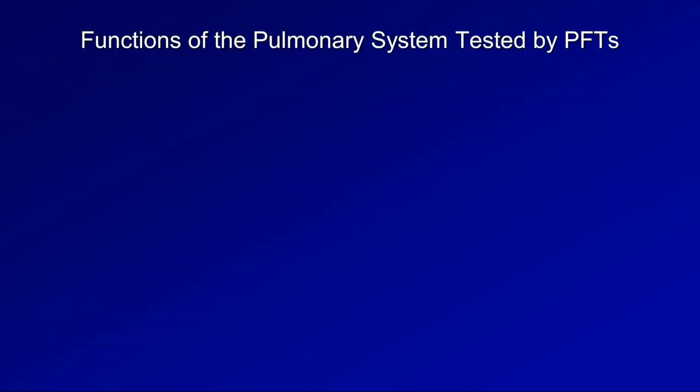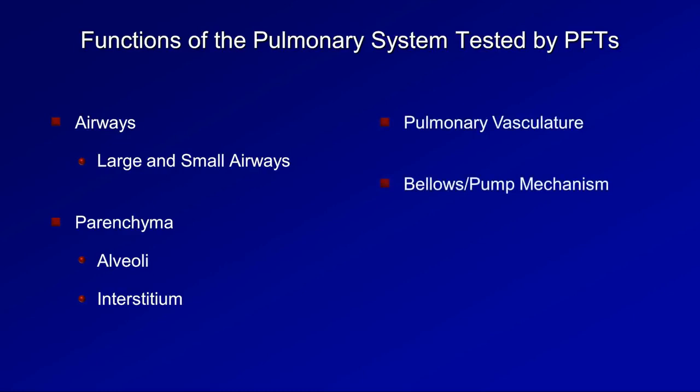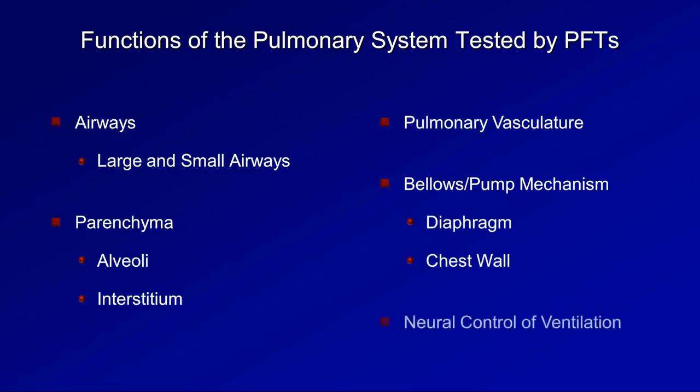What are the actual functions of the pulmonary system that are tested by PFTs? PFTs actually provide information about every component of respiration. They tell us about the patency of the airways, both large and small, about the parenchyma, including both the alveoli and interstitium, the pulmonary vasculature, and the bellows and pump mechanism that is actually responsible for the changes in intrathoracic pressure that cause air to move in and out of the lungs. This includes both the diaphragm and the chest wall. Finally is the neural control of ventilation. That is, the brain telling the lungs to breathe as frequently and deeply as it should.